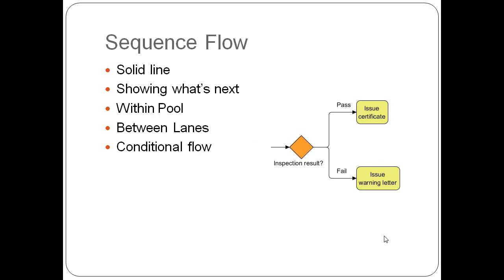And the flow also can have conditions. For example, in this case, we schedule the inspections and then we have the inspection result. And the sequence flow can put the condition. If pass, we run on this one. If fail, we will issue the warning letters on it.